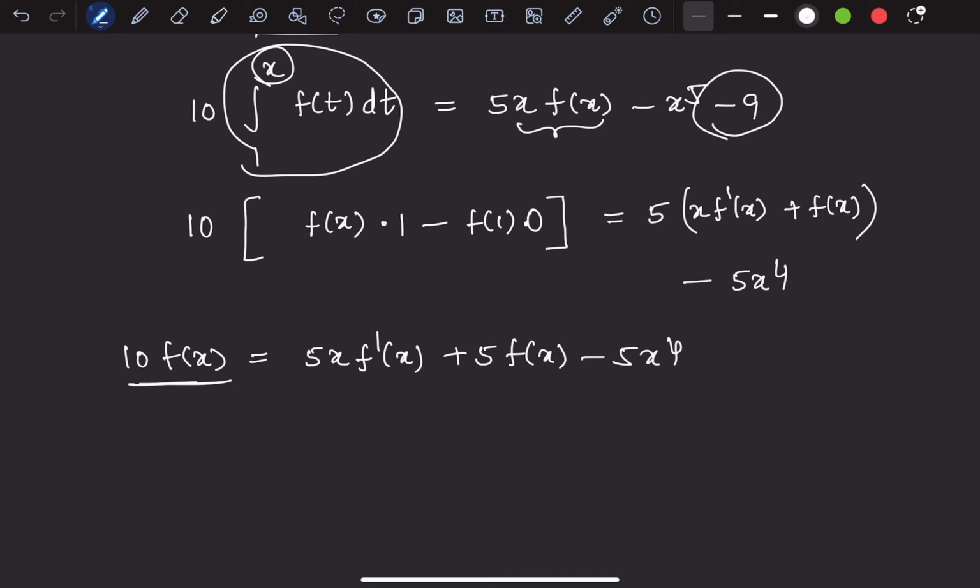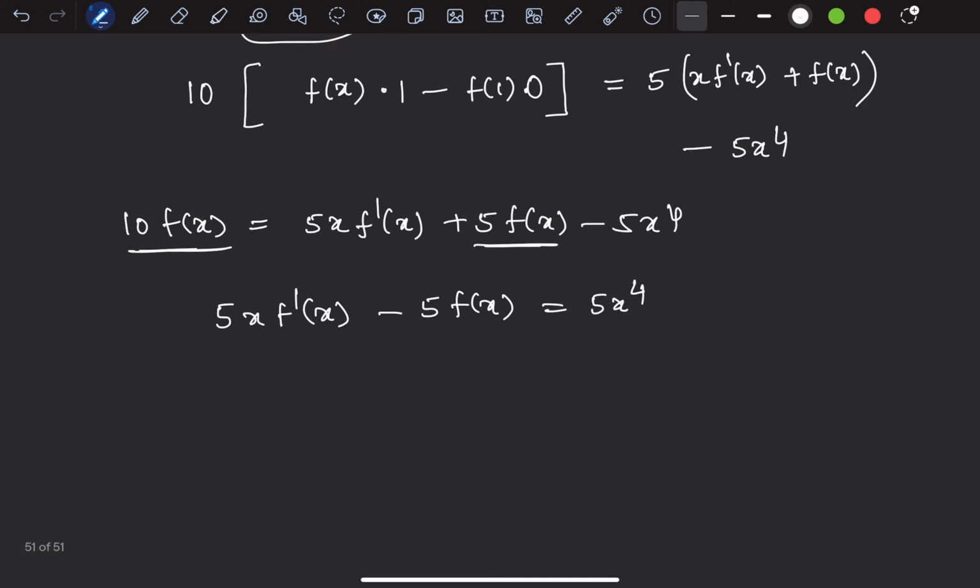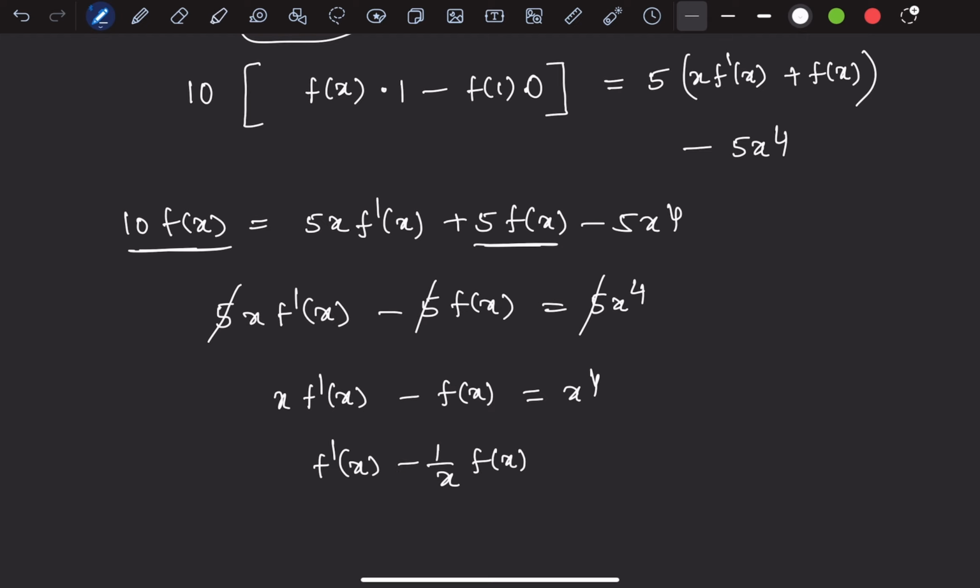So here you have 10 f(x), here you have 5 f(x). So 5x f'(x) minus 5 f(x) is equal to 5x^4. So you can cancel out the 5. So x f'(x) minus f(x) is equal to x^4. So f'(x) minus 1 by x f(x) is equal to x^3. You will get this when you divide this whole equation by x.